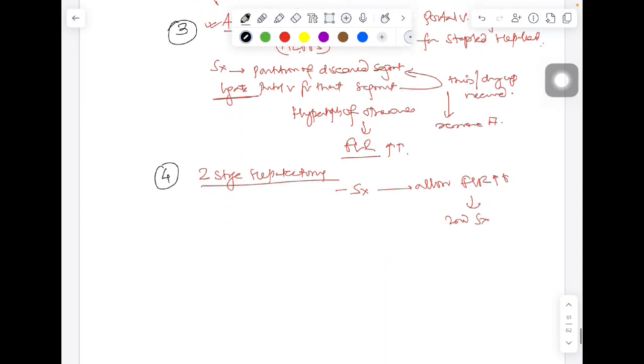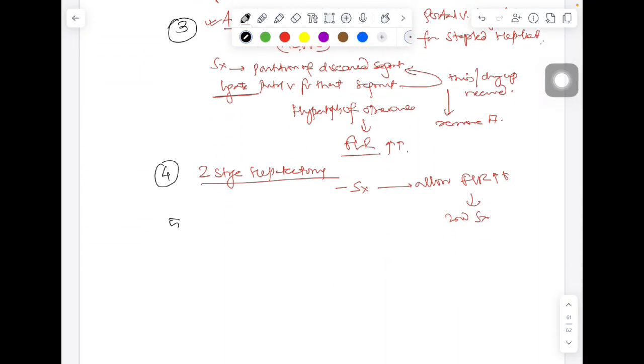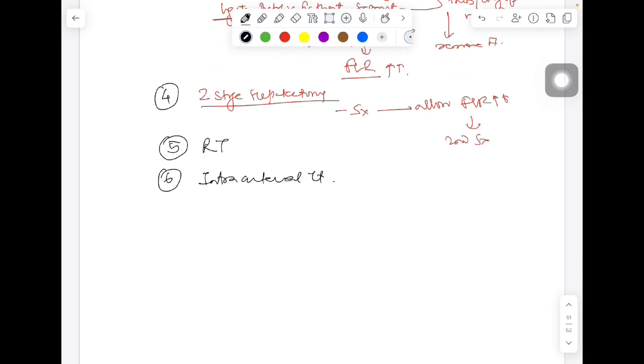And there are others also, like 5 RT, 6 intra-arterial treatment. So these all methods are for increasing FLR. They can be used in isolation or as a pre-surgery maneuver to increase the FLR. Okay. So now what about RT?